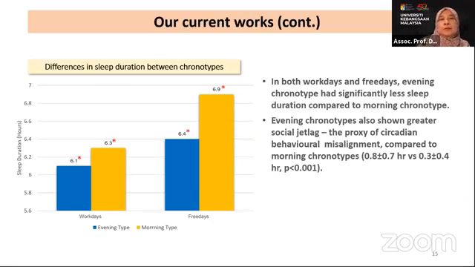In terms of sleep duration between chronotypes, in both working days and free days, the evening chronotype had significantly less duration compared to the morning type. And the evening chronotype also shows evidence of social jet lag, which is a proxy of circadian misalignment, behavioral misalignment, compared to the morning chronotype.